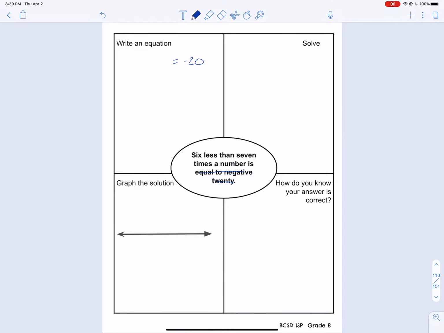Okay, so this first part, let's read it again. 6 less than 7. So you have to be careful. If you stop there, 6 less than 7, that's just 7 minus 6. But this other piece is very important. Times a number. So we have to group this, kind of like order of operations. So 7 times a number, so this would be a number, just x, right? So 7x, and then 6 less than that. So how can we write that? 7x minus 6. So 6 less than 7 times a number is equal to negative 20. Okay, so that looks good.